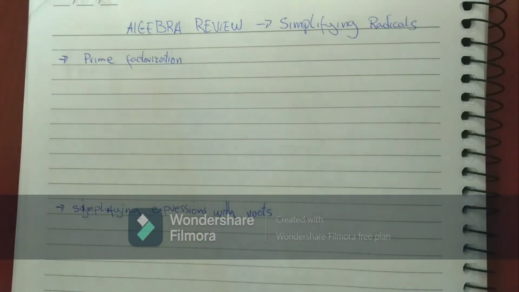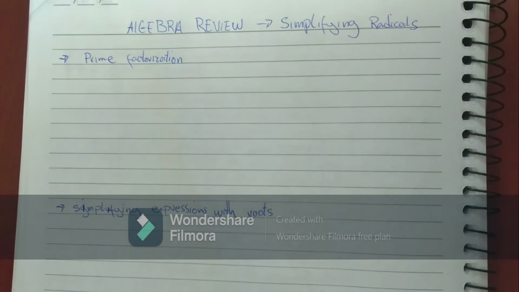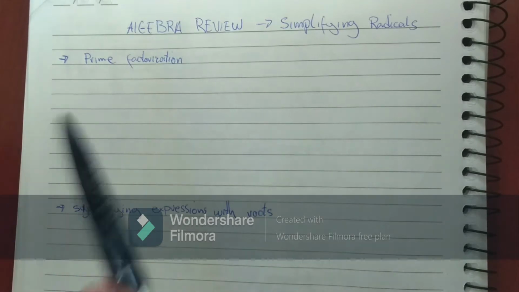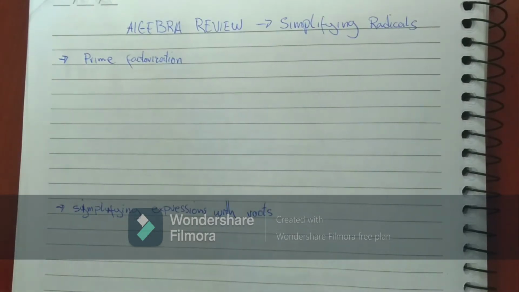Afternoon. Today in our algebra review, we will be simplifying radicals. Our learning goal today is to learn how to factorize numbers into their prime numbers, so prime factorization. We'll learn how to simplify expressions with roots, and we will learn how to simplify roots with variables raised to powers. So those are our three learning goals for today.